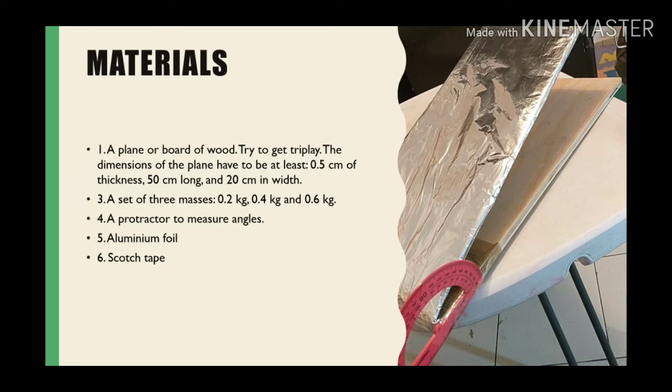Materials: 1. A plane or board of wood. The dimensions of the plane had to be at least 0.5 centimeters of thickness, 50 centimeters long, and 20 centimeters wide. 2. A set of three masses, 0.2 kilograms, 0.4 kilograms, and 0.6 kilograms. 3. A protractor to measure angles. 4. Aluminium foil. And 5. Scotch tape.